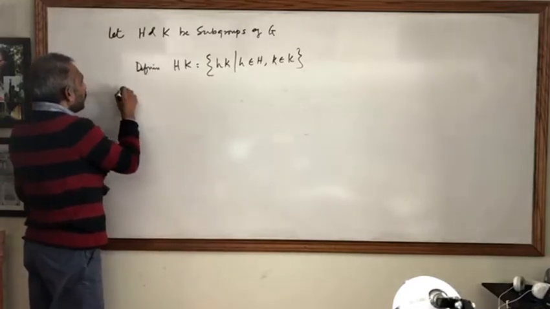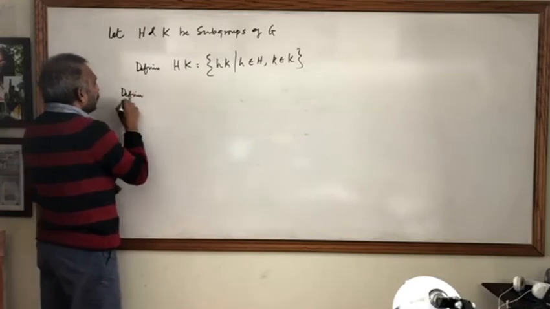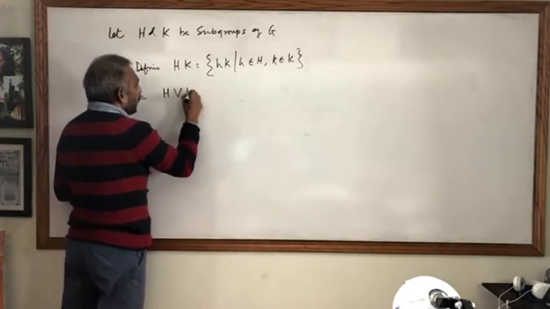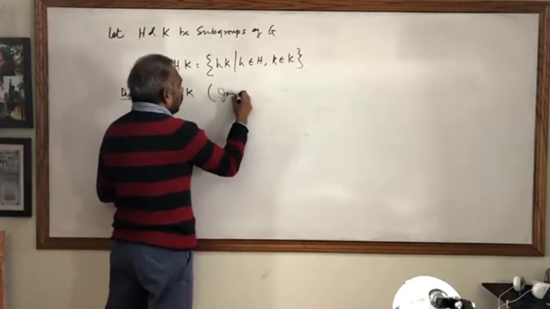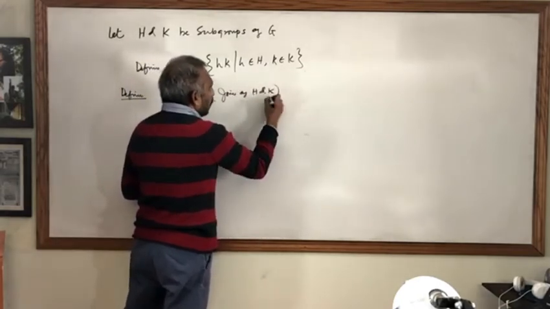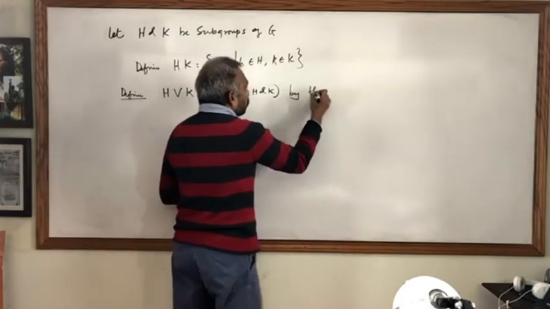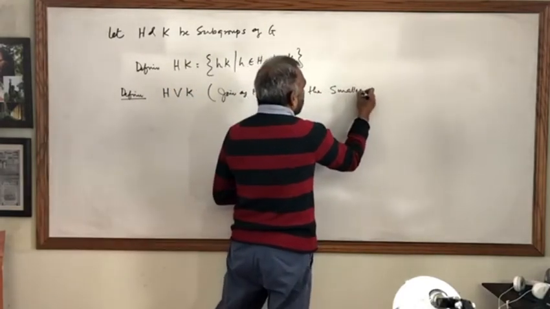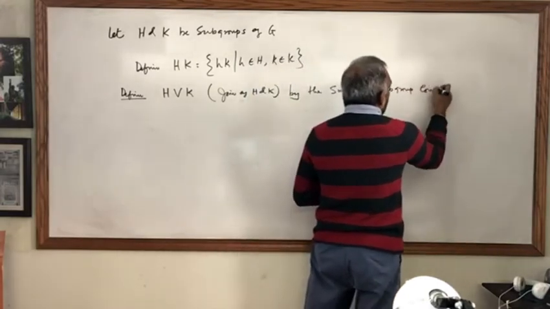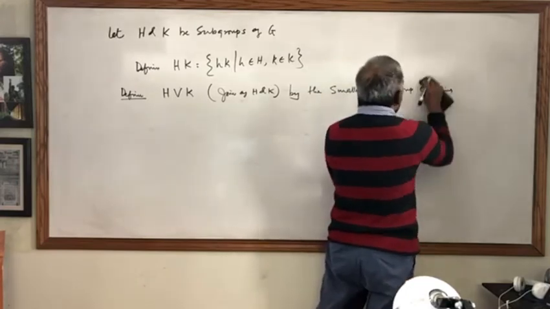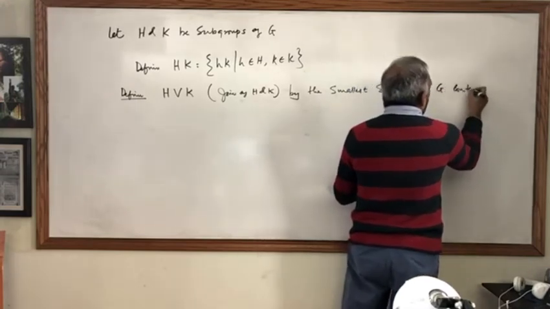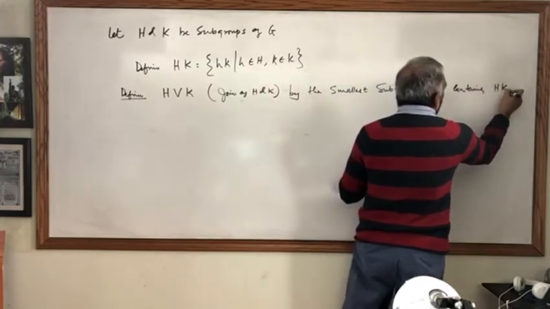Now define H join K, the join of H and K, by the smallest subgroup of G containing H and K.